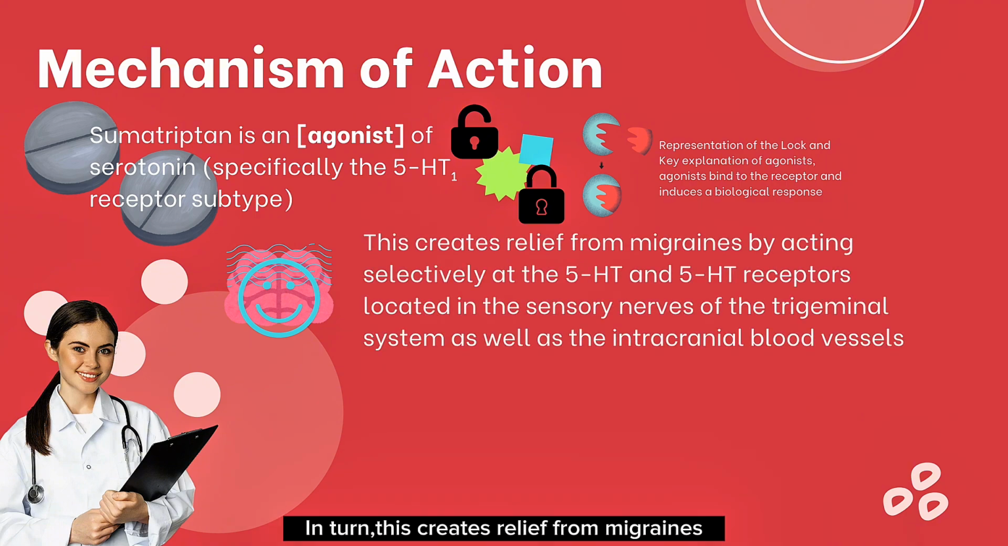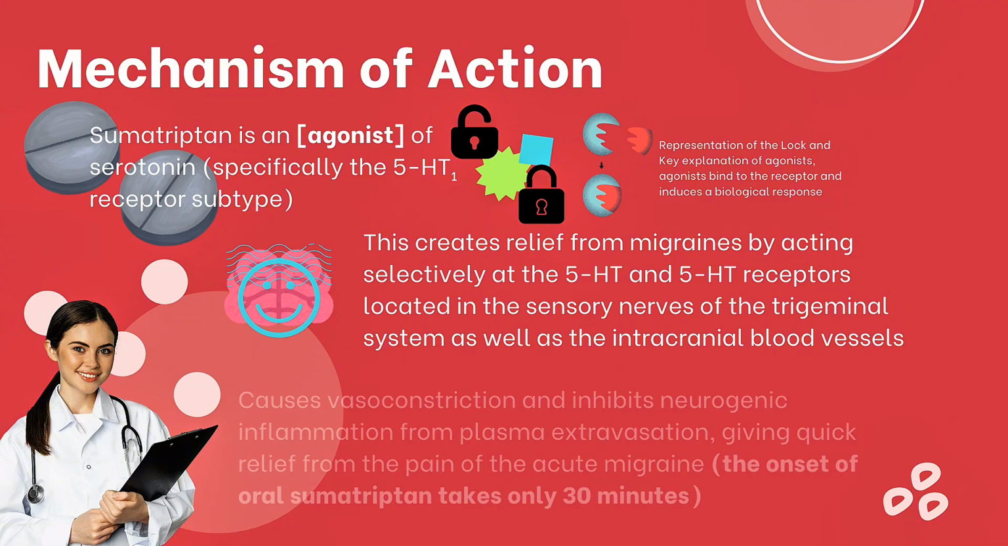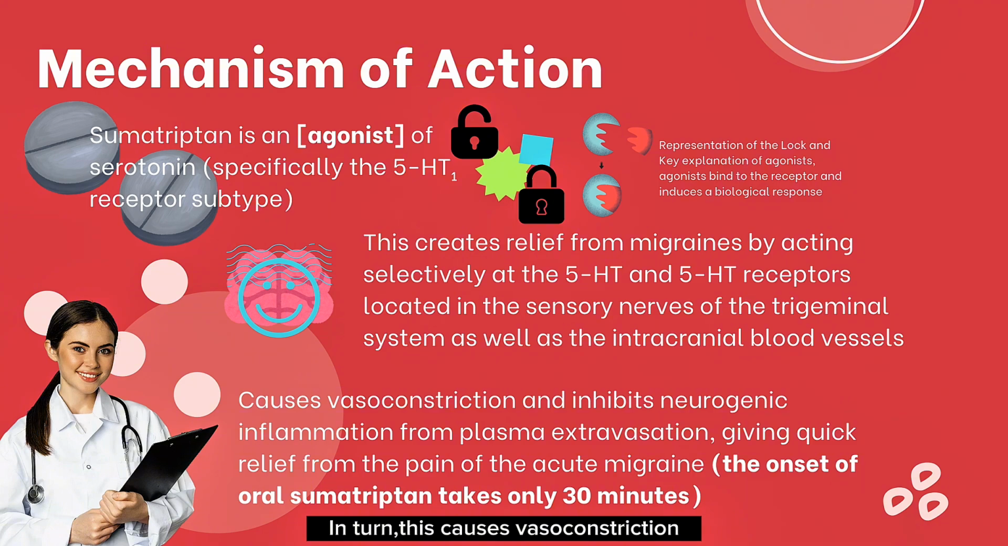In turn, this creates relief from migraines by acting selectively at the 5-HT1D and 5-HT1B receptors located in the sensory nerves of the trigeminal system as well as the intracranial blood vessels. In turn, this causes vasoconstriction and inhibits neurogenic inflammation from plasma extravasation, which causes the buildup of fluid, giving quick relief from the pain of an acute migraine. And as we can understand, the onset of oral sumatriptan only takes 30 minutes.